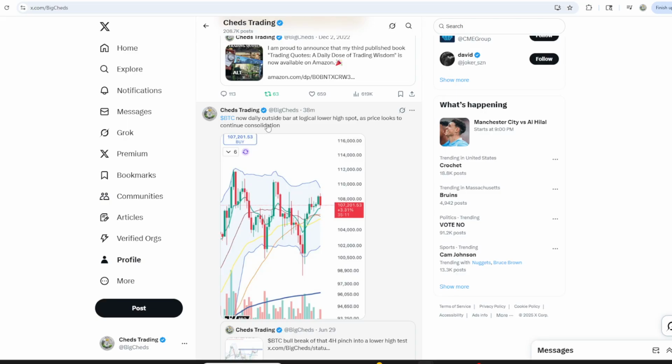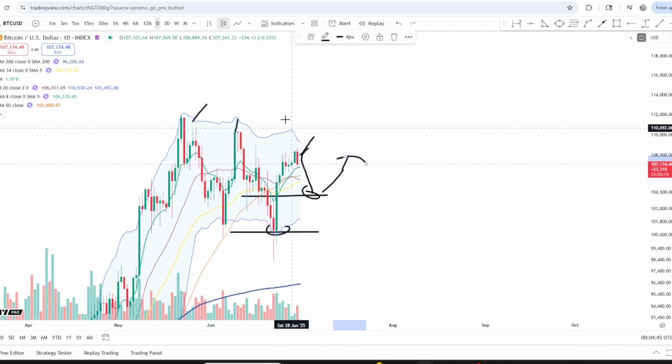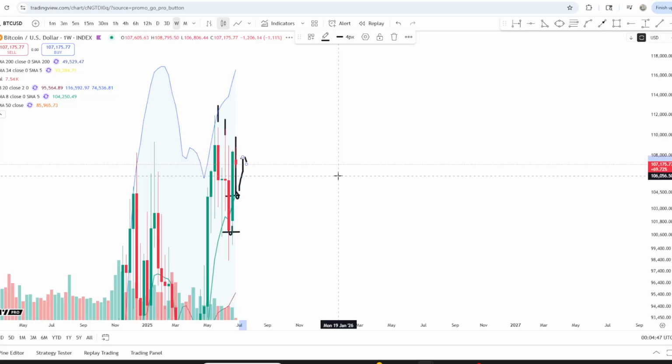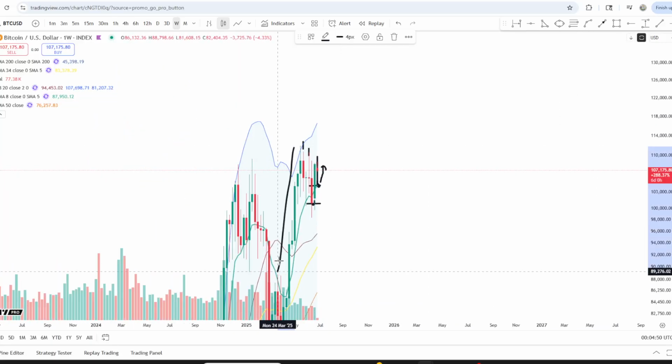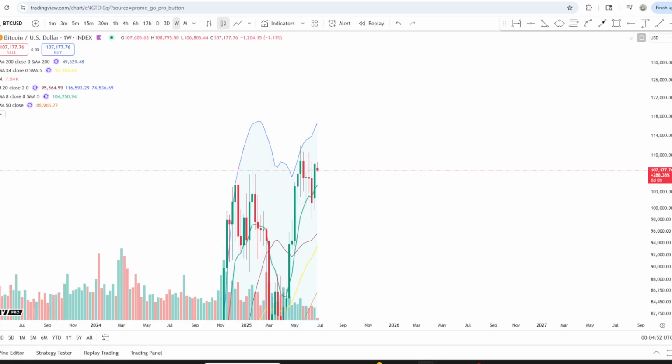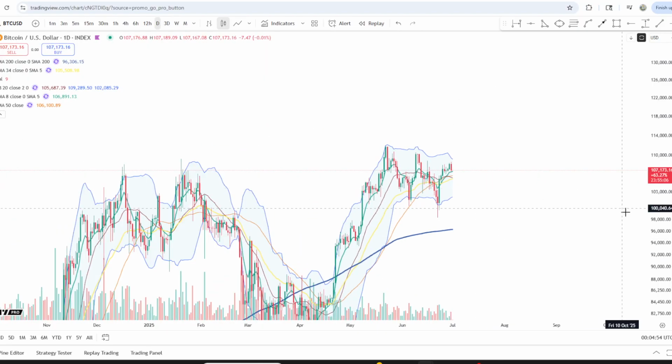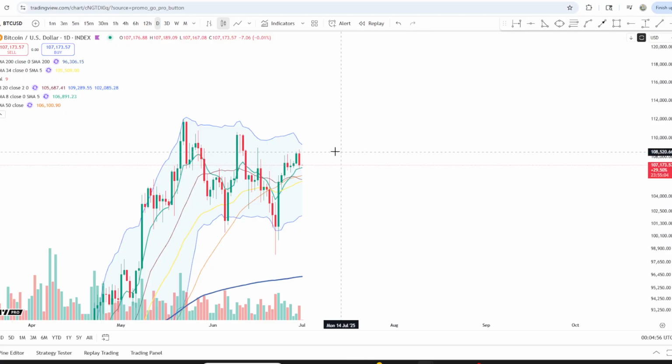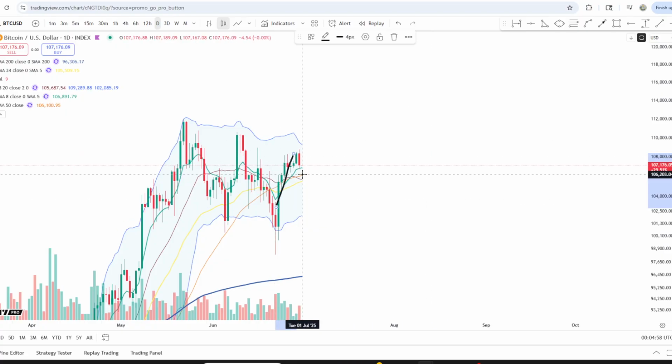Now that we have the daily outside bar at a logical lower high spot, the price looks to continue consolidation. It's in a choppy range. We're in the picture of the weekly price above the EMA 8, the price in the high and tight weekly consolidation. The significance of the outside bar is somewhat notable in that it comes after a price advance, after a range low recapture, and essentially right at overhead resistance in a falling supply structure.